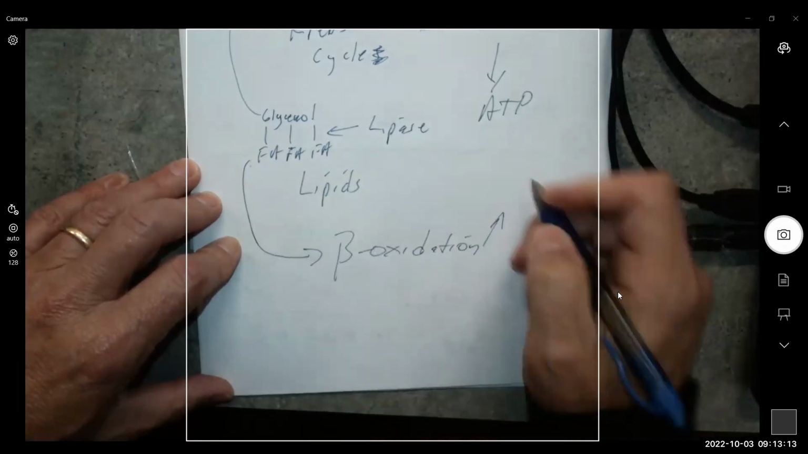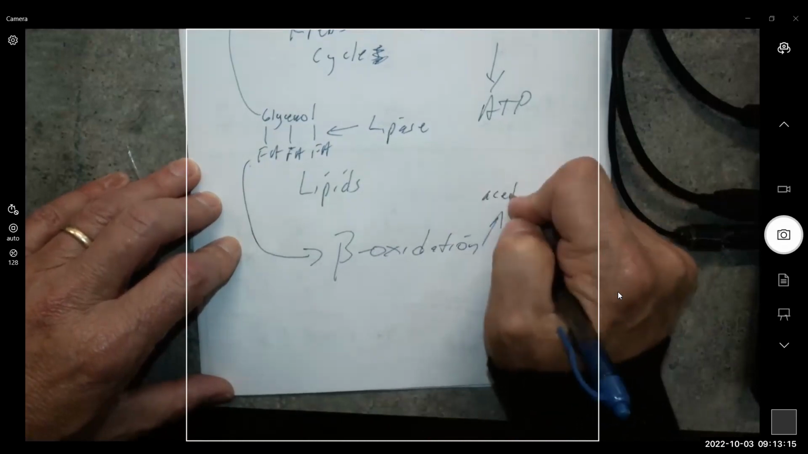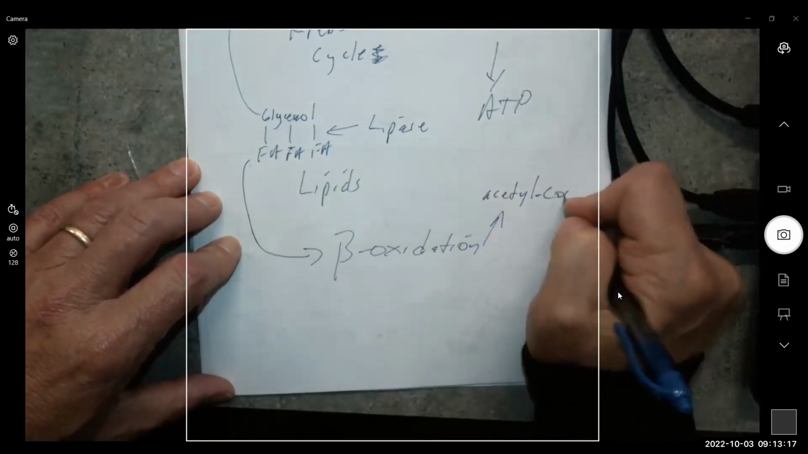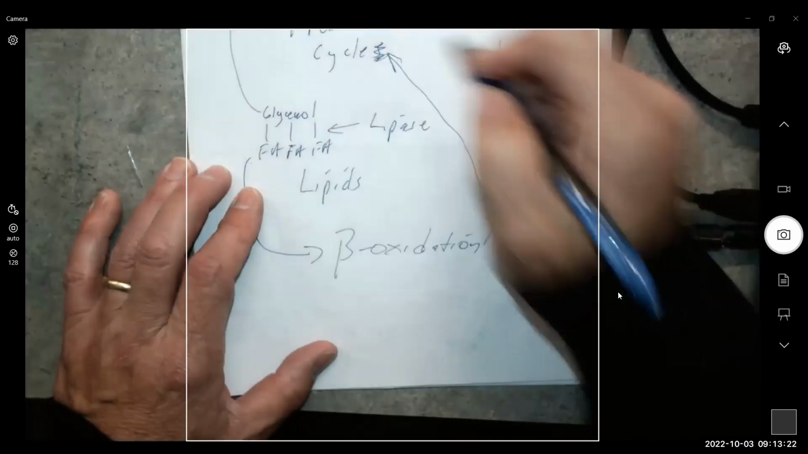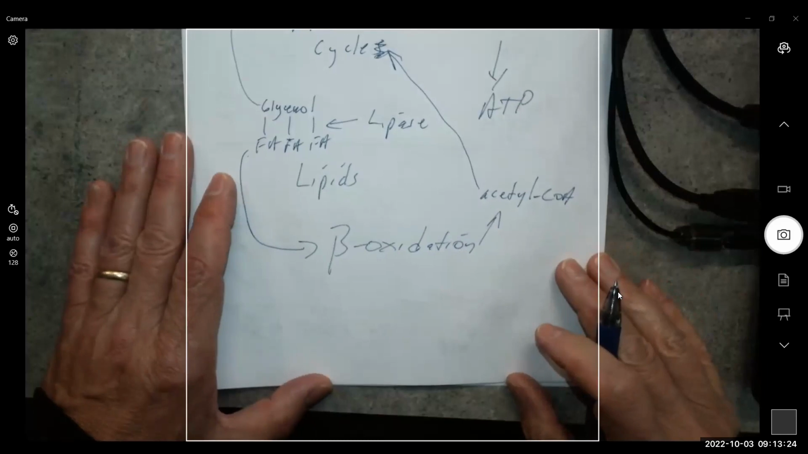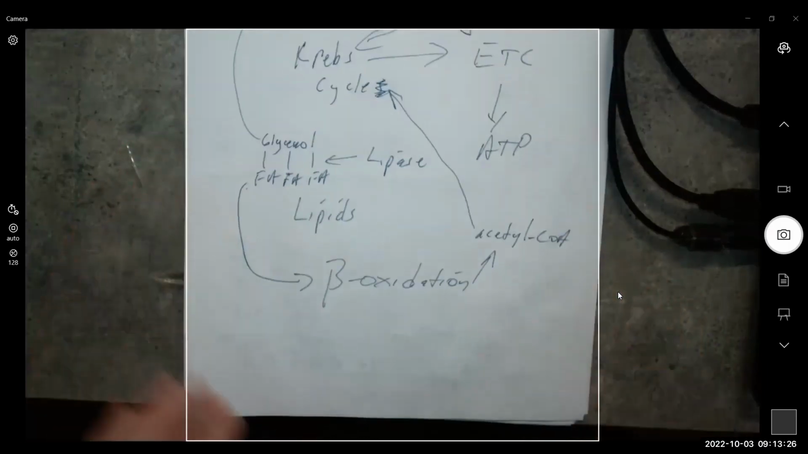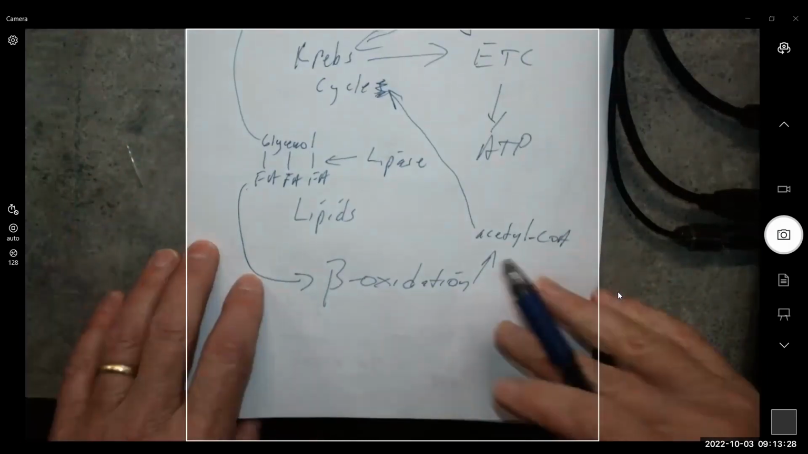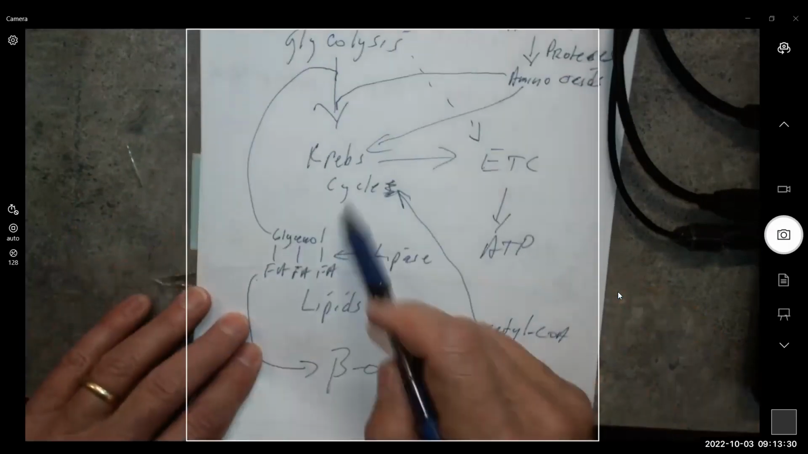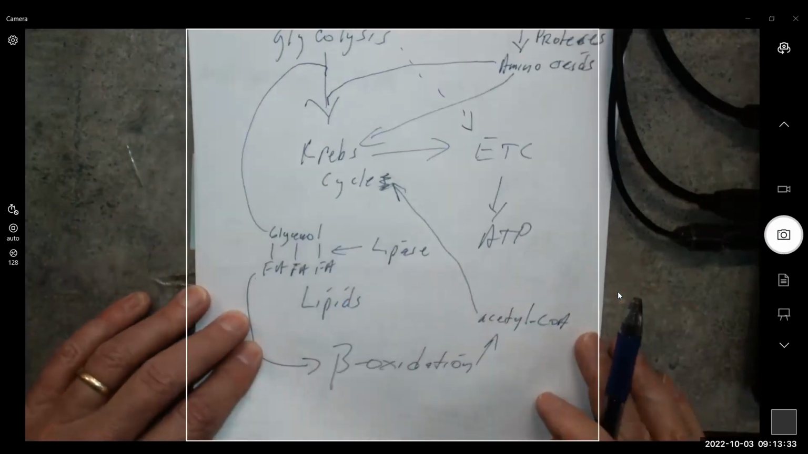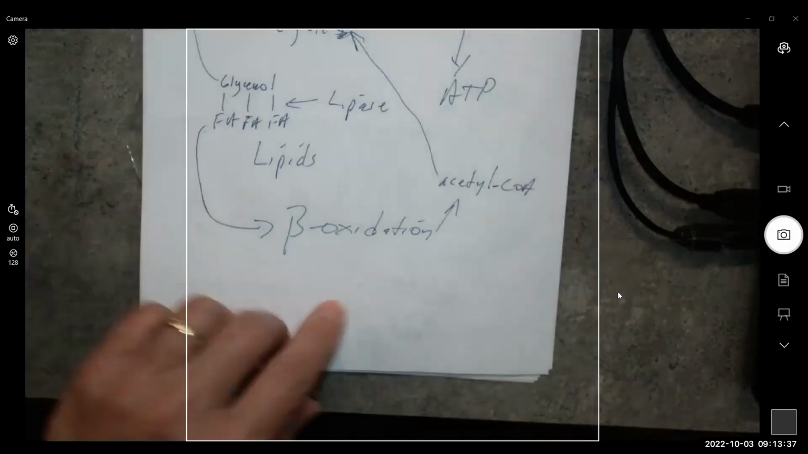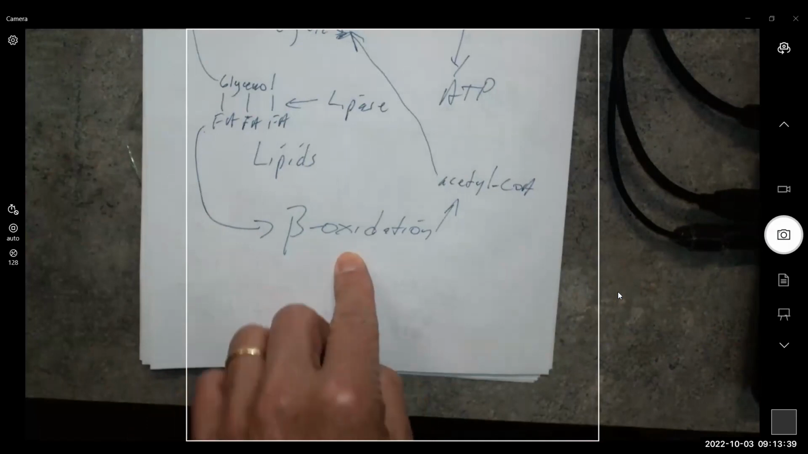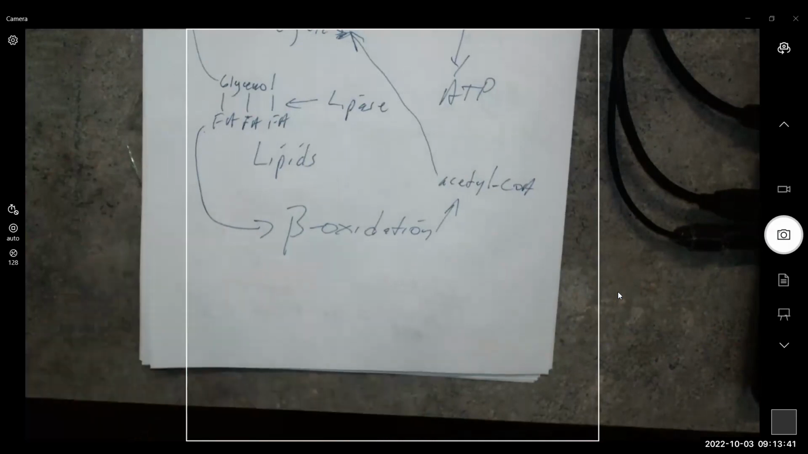They're broken down to acetyl coenzyme A. Acetyl coenzyme A feeds straight into the Krebs cycle. So metabolically, all roads kind of lead here. In our cells, beta oxidation occurs inside the mitochondria. In bacteria, it occurs in the cytosol.